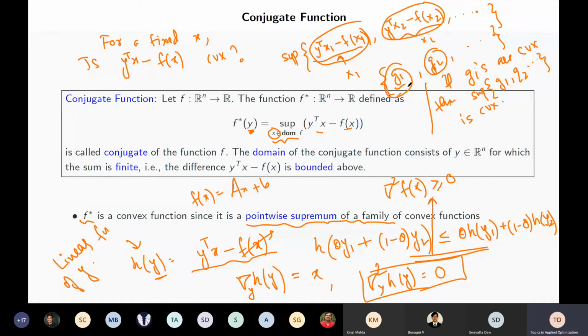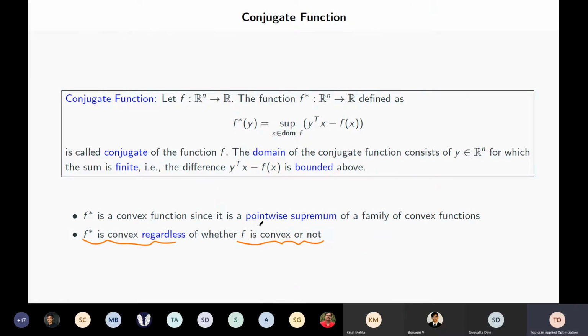And then for different x we are getting different values. So f of x has no role here, because it is seen as a function of y. So f of x is like a constant, and it plays no role. That is why, regardless of f being convex or not, this f star is convex. The conjugate of any function is always convex.